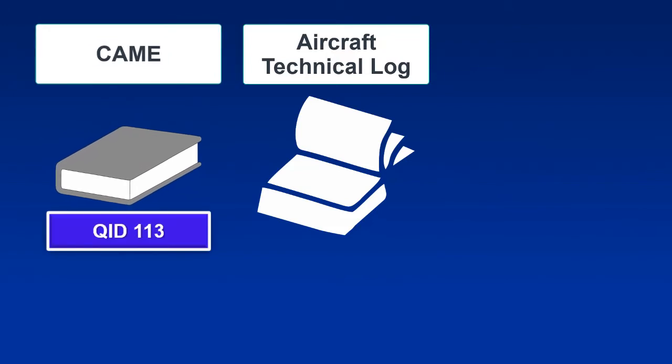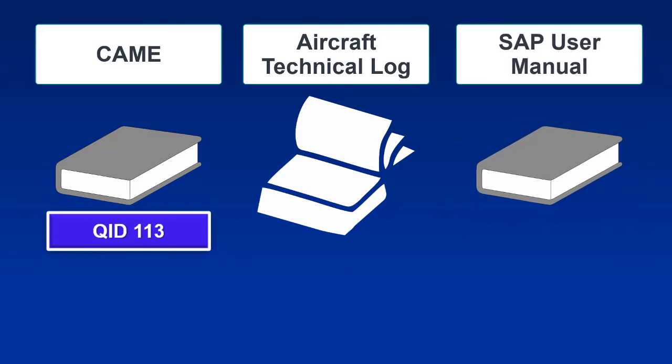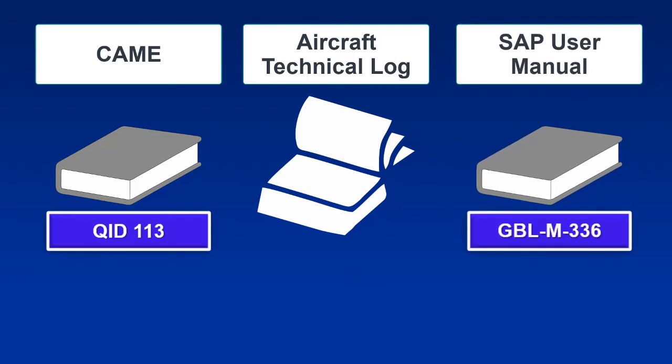QID 113 is the Continued Airworthiness Management Exposition, or CAME for short. Part 1 of this book contains a detailed description of how to manage the technical log and its pages. The SAP User Manual is GBL M336. This details the processes needed for SAP EMX entries. Both of these manuals are available for download from the portal. Defects are therefore managed or processed using the CAME and also controlled using SAP EMX.